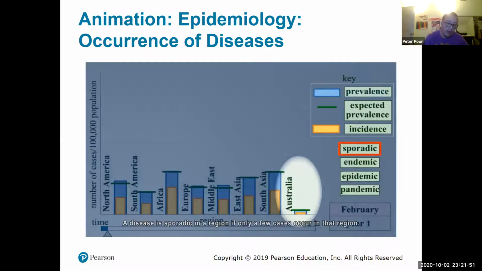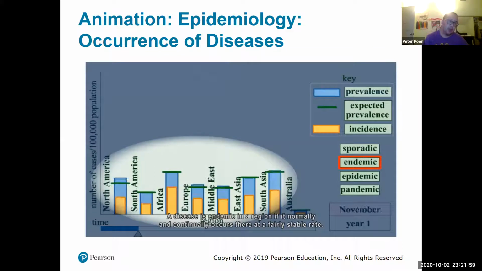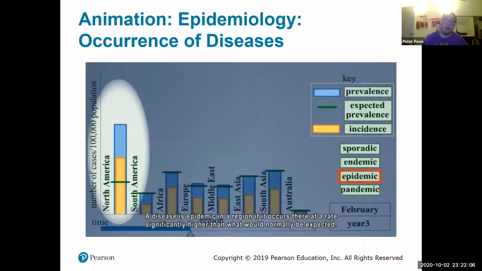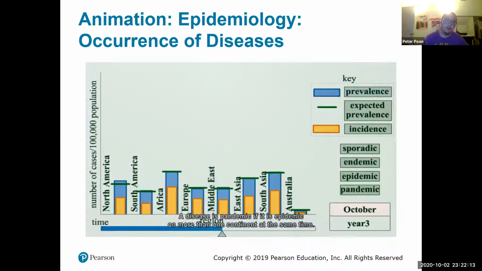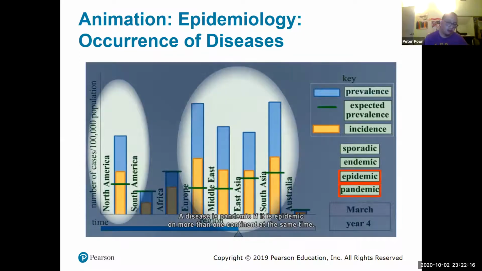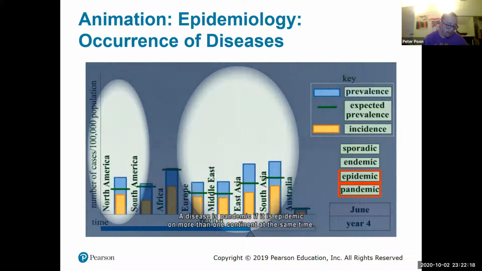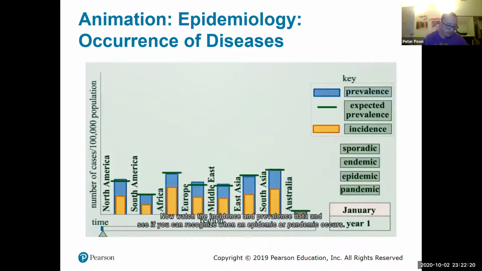A disease is sporadic in a region if only a few cases occur in that region. A disease is endemic in a region if it normally and continually occurs there at a fairly stable rate. A disease is epidemic in a region if it occurs there at a rate significantly higher than would normally be expected. A disease is pandemic if it's an epidemic on more than one continent at the same time. Now watch the incidence and prevalence data and see if you can recognize when an epidemic or pandemic occurs.